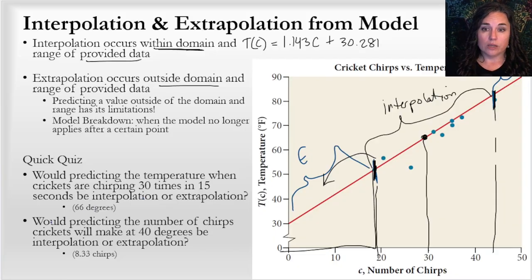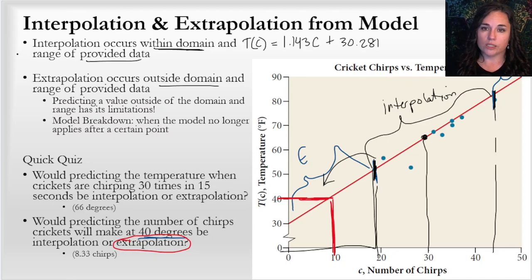How about this one? Would predicting the number of chirps crickets will make at 40 degrees be interpolation or extrapolation? All right, watch your axes here. We have a temperature of 40 degrees, so that's over here. Everybody see 40 degrees over here? So this is 40 degrees. I'm going to go over and see that this is outside my data, so this is extrapolation, whereas inside is interpolation. Okay, so mostly overall on that slide, I wanted to just highlight the risk of extrapolation.